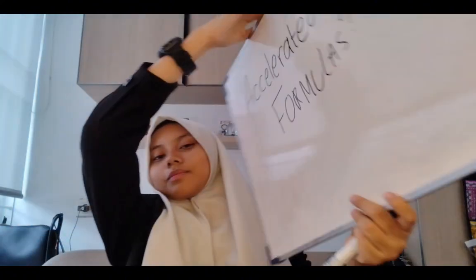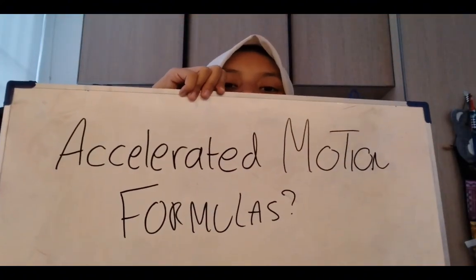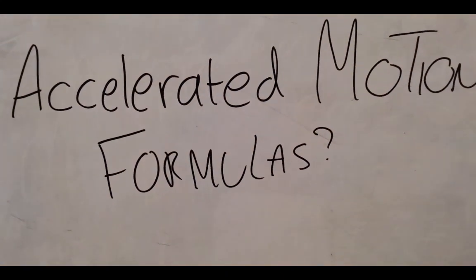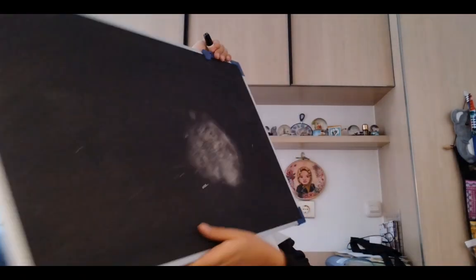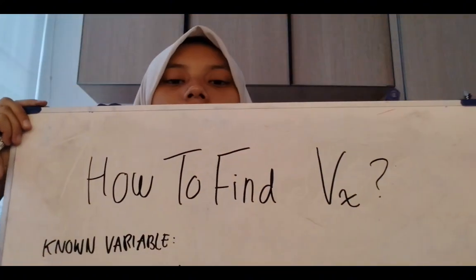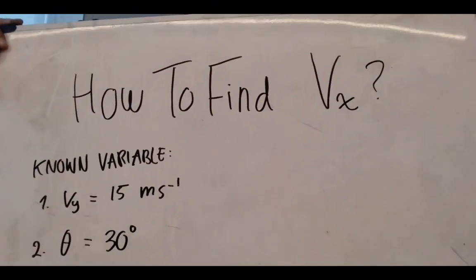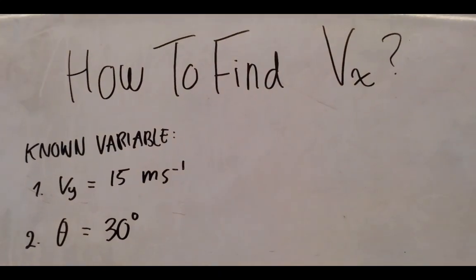Next, the second question: can you tell me about the accelerated motion formulas? All three of them. You can just write them down on a piece of paper. And lastly, the third question: how do you find Vx when the known variables are Vy and also theta?